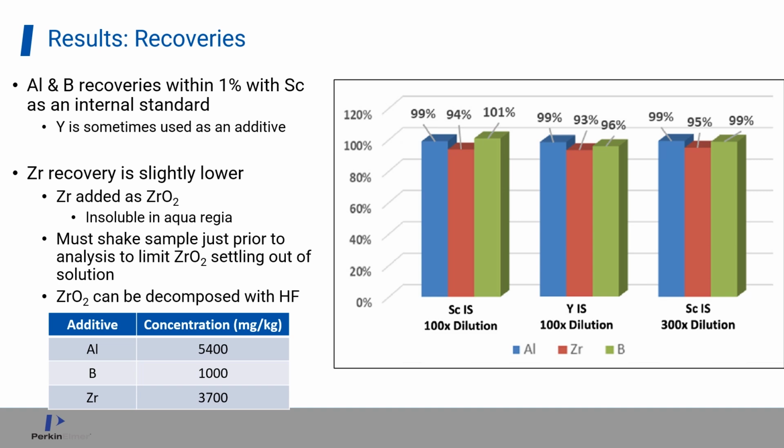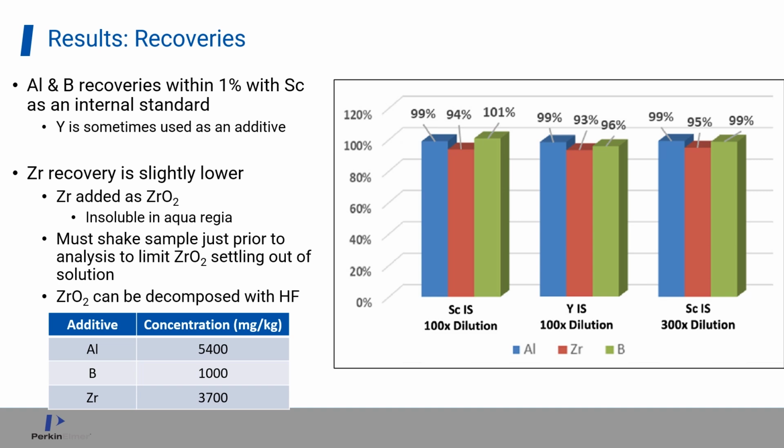Now, it is possible to digest zirconium dioxide. However, we'd have to use hydrofluoric acid. This is not always something that's really easy to do. First, hydrofluoric acid can be very dangerous to people. The other thing is that we have to change our sample introduction components. We have to use a spray chamber and a nebulizer that are resistant to HF.